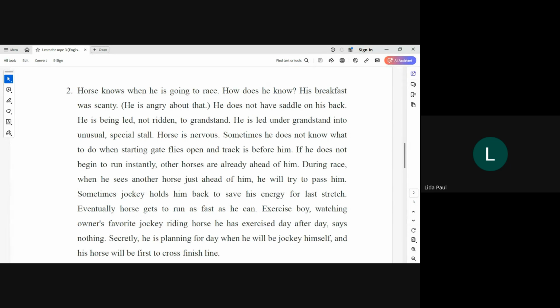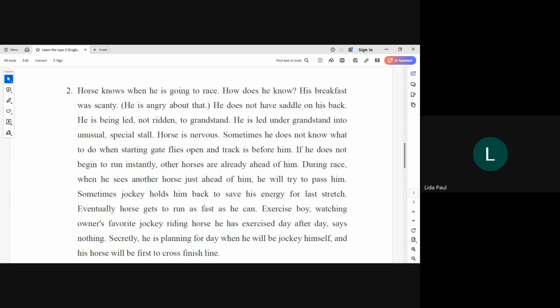Now, next sentence: "Eventually, horse gets to run as fast as he can." The horse, because we now know the horse we are talking about. So eventually, the horse gets to run as fast as he can.